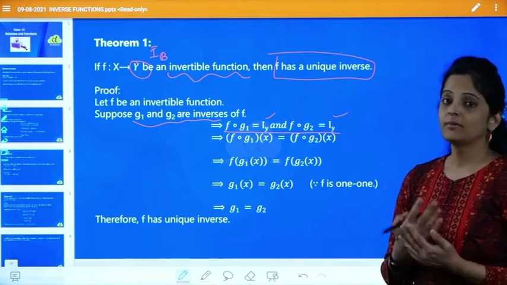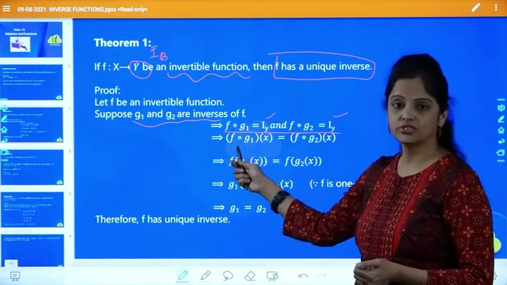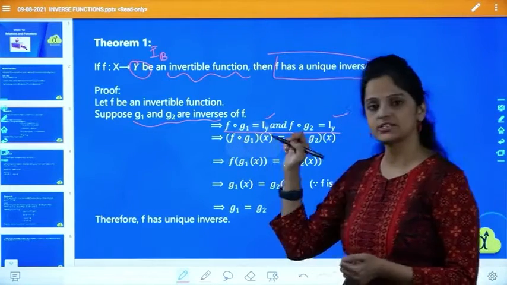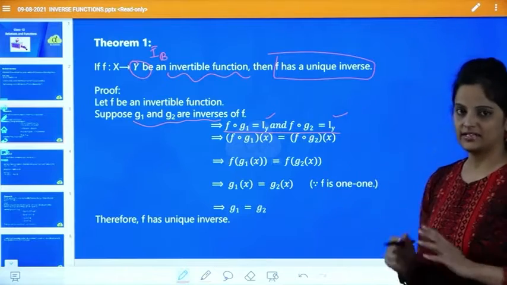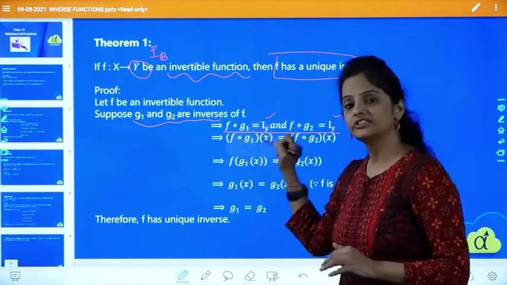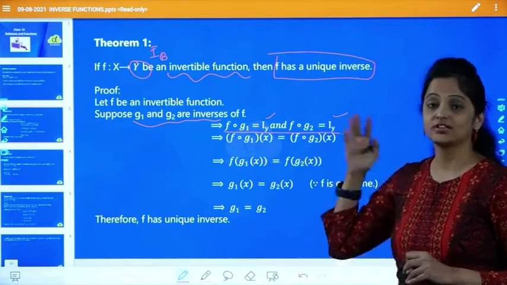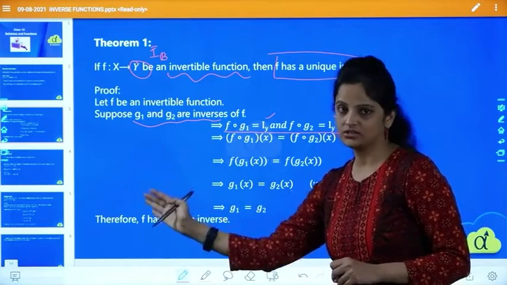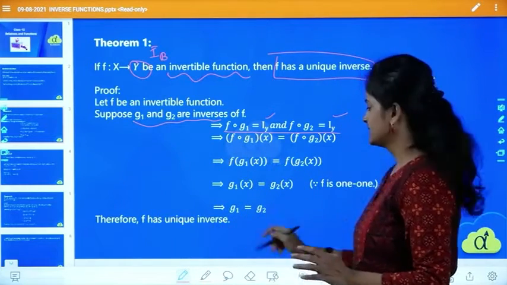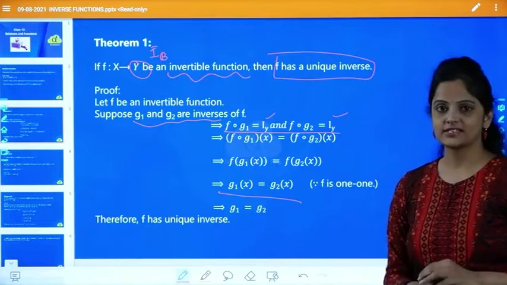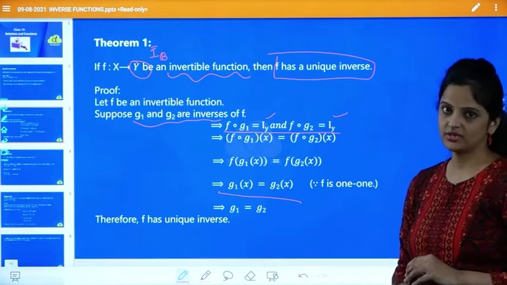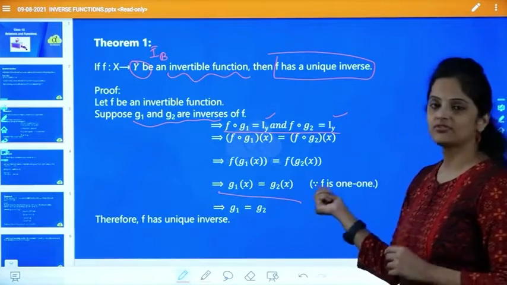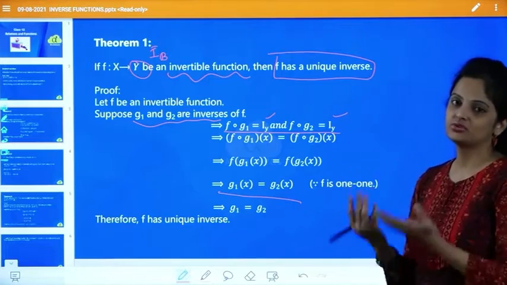Now what will I do? By using the definition of composition, I'll take off the composition symbol and write brackets there. So F of G1 of X is equal to F of G2 of X. If you take the function from both the sides, then I'll get G1 of X is equal to G2 of X, which is nothing but G1 is equal to G2.